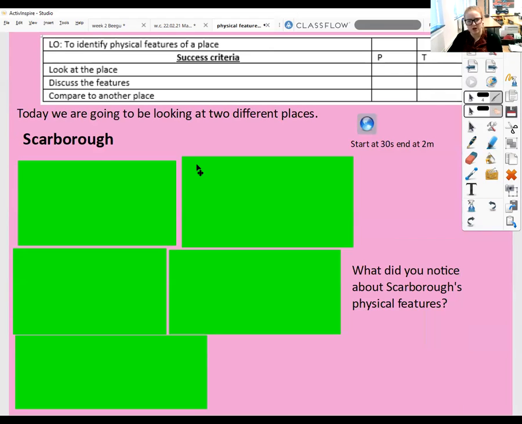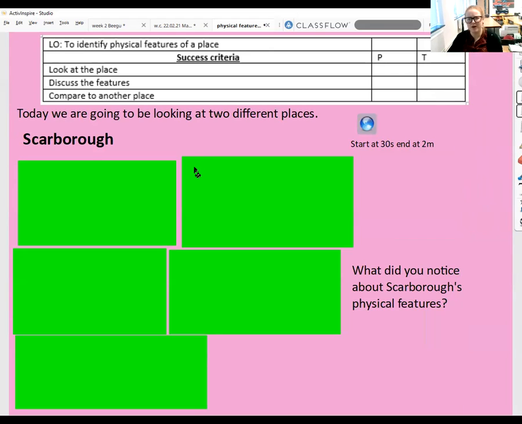The next place we're going to look at is Scarborough. Scarborough, can you say Scarborough? Me again, Scarborough. Okay, so we're going to look at this video and see what physical features we can see in Scarborough. What's a physical feature again? A physical feature is anything that would naturally exist without people. So let's have a look.